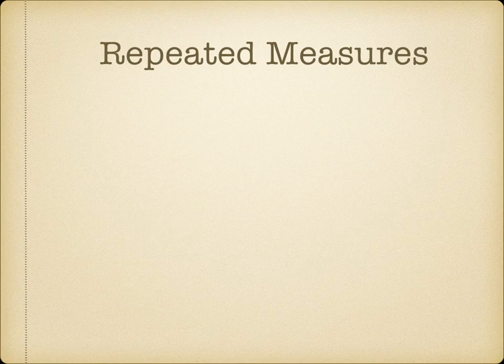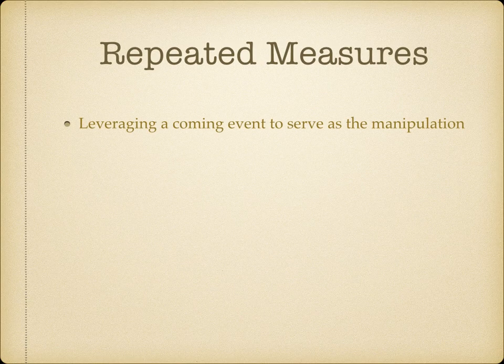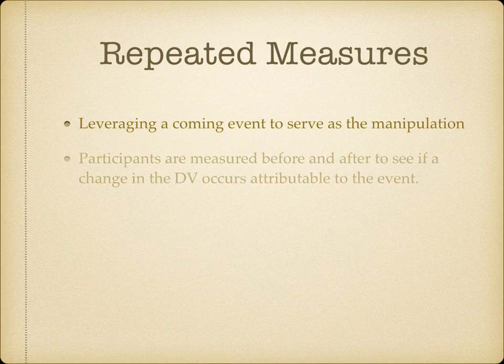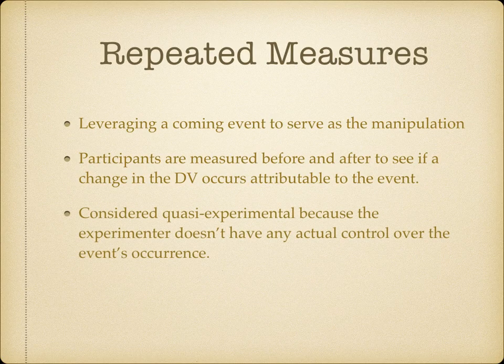Repeated measures varieties of quasi-experimental designs are taking advantage of events that are going to serve as the manipulation. Participants are measured before and after to see if changes in the dependent variable occur that are attributable to the event. Considered quasi-experimental because the experimenter doesn't have any actual control over the event's occurrence. They just know it's going to occur, or they expect it to occur.